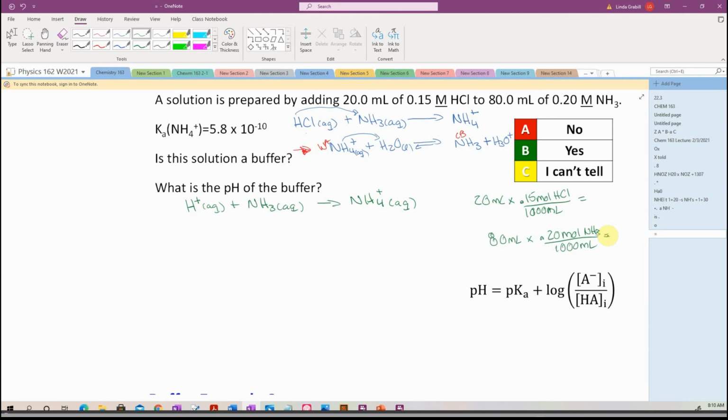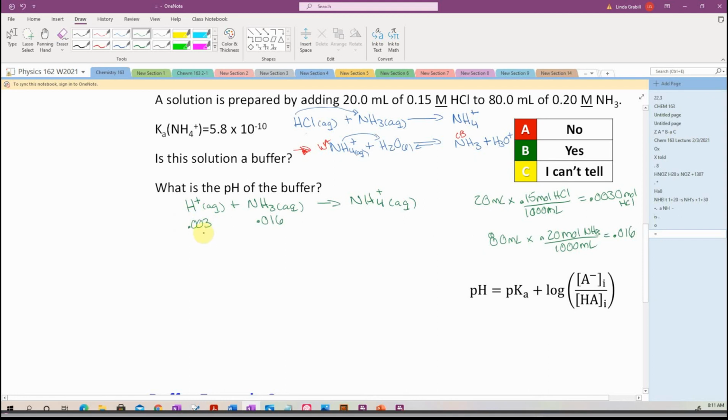Trying to cheat and use what was already saved in my calculator. Can't find it, so I'm just going to go ahead and do it. 20 divided by 1,000 times 0.15 gives me 0.0030 moles of HCl. And 80 divided by 1,000 times 0.2 gives me 0.016. So I'm starting off with 0.016 moles of this and 0.003 moles of my acid.